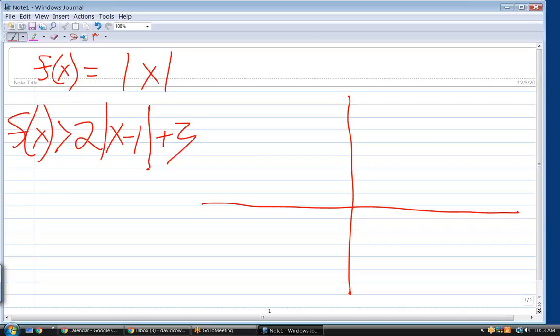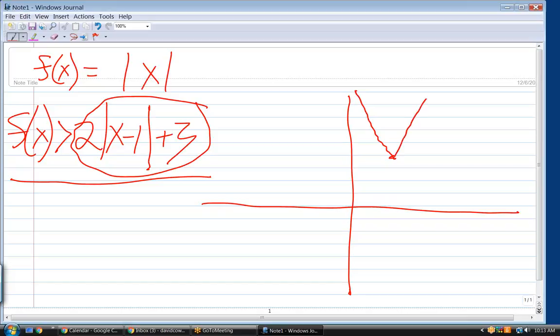If I said f of x is greater than that, now we have what you were talking about in the beginning, which is inequalities combined with absolute values and figuring out how to graph them. So do you use the same things you just used? Exactly the same thing. In fact, my first step is going to be to see what that would look like if it was an equality. And it would look just like this. Now, second step is, should that be a solid line or a dotted line?